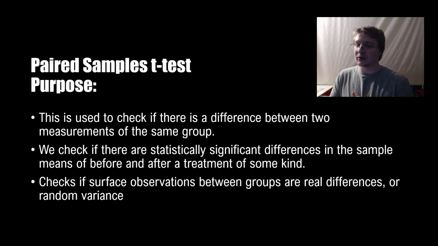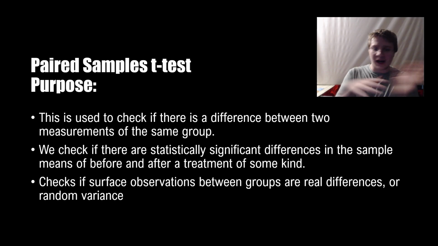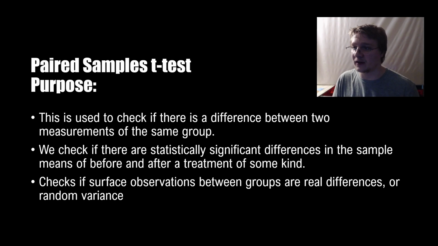Okay, so now we're on to the paired samples t-test. It is used to check if there's a difference between two measurements of the same group. So we check if there are statistically significant differences in the sample means of, say, before and after a treatment or some kind of procedure. That's the main purpose of the paired samples t-test. Just like the independent test, it checks if surface observations between groups are real differences or just based off random variance.